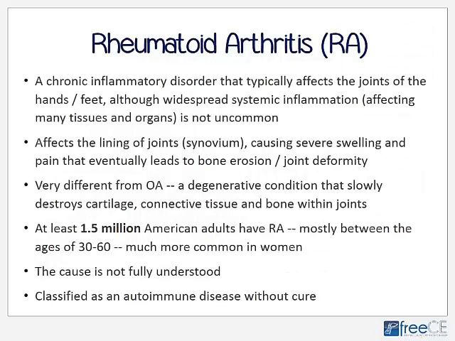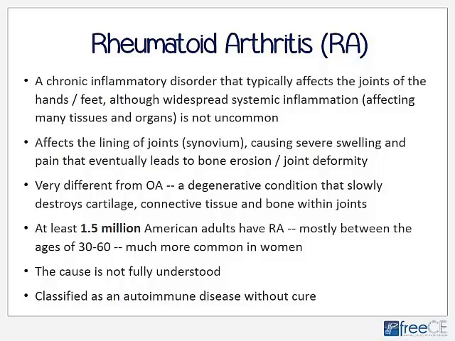RA is a chronic inflammatory disorder that typically affects joints of the hands and feet, such as fingers, toes, ankles, and wrists, although widespread systemic inflammation, which can affect tissues and organs, is not uncommon. Basically, RA affects the synovium of synovial joints, which is the lining of these sorts of joints. And it causes severe swelling and pain, eventually leading to bone erosion and joint deformity.